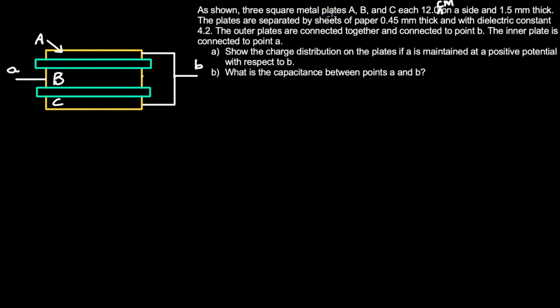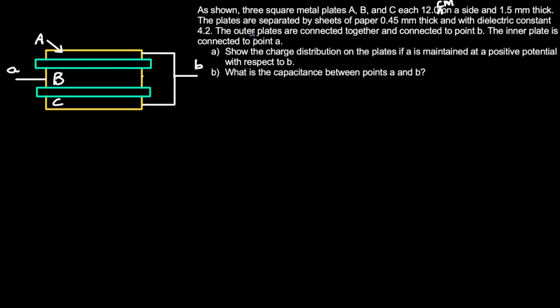As shown, three square metal plates A, B, and C, each of 12 centimeters on a side and 1.5 millimeters thick. Here's what I meant to say, but I forgot to, so I just put a little note in there. The plates are separated by sheets of paper 0.45 millimeters thick and with the dielectric constant 4.2.